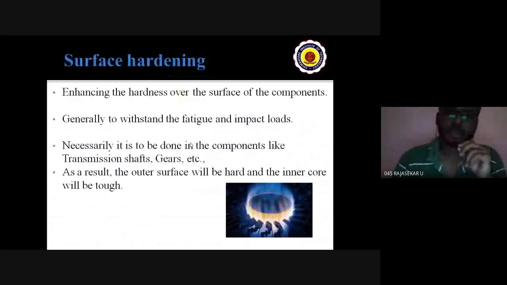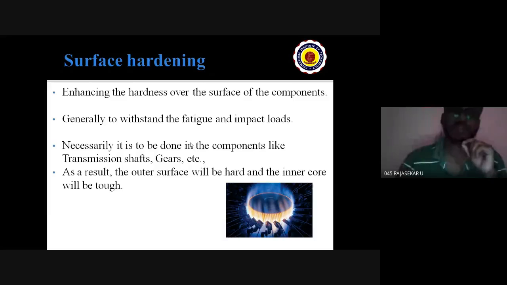Before entering into the topic, you must all know what surface hardening is. It is nothing but enhancing the hardness over the surface of the components. It is just a selective hardening, and it is done to withstand fatigue and impact loads. It is to be done necessarily in components like transmission shafts, gears, etc. As a result, you will get a hard outer surface and a tough inner core.